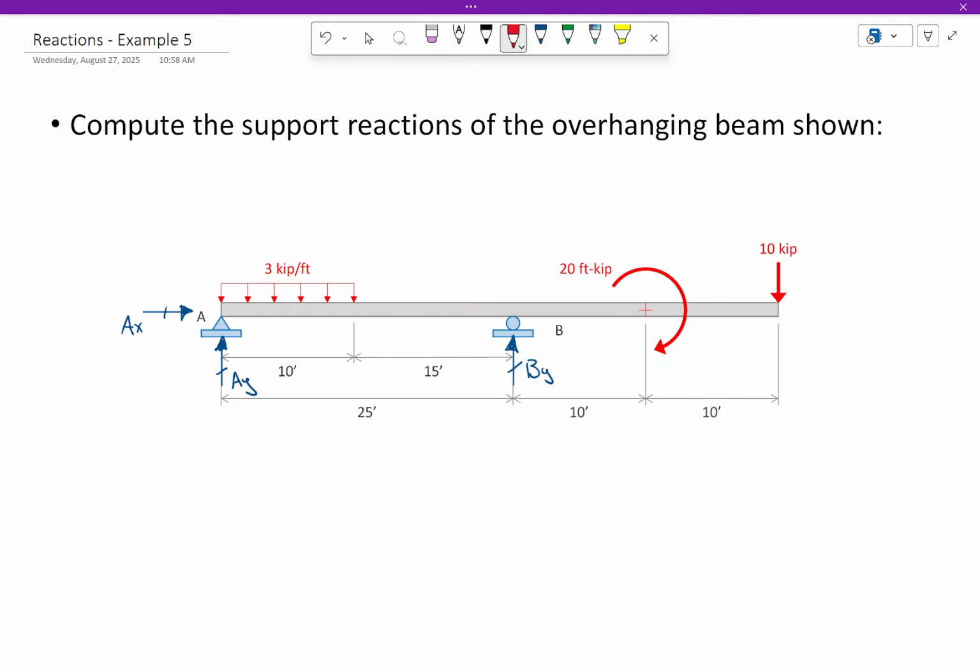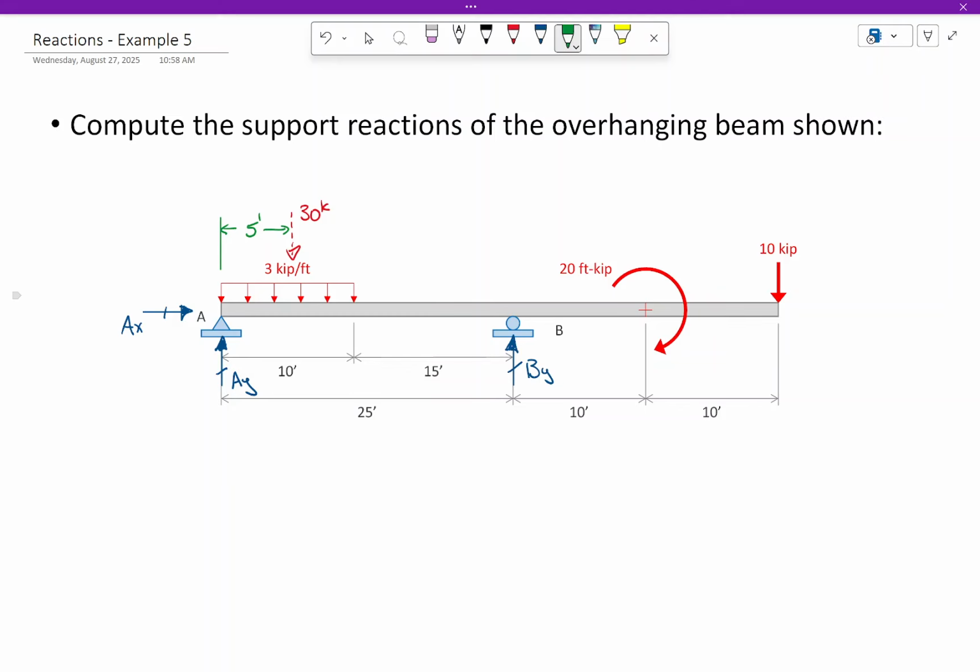Now, we're going to look at this distributed load next. Tell me what to do with this distributed load. I should idealize that, but tell me what to do. Should you turn it into a point load? And how much is that point load? 30 kips. And where do I place it? 5 feet from right here? Yes. Okay.